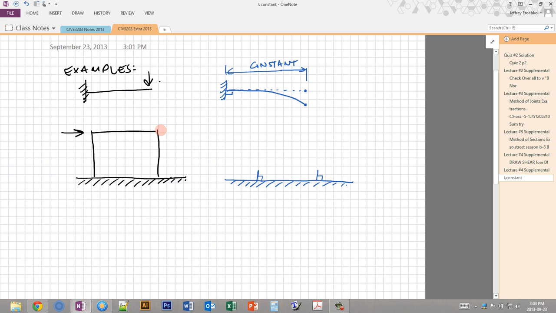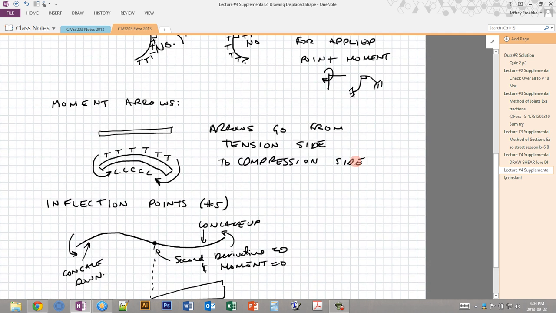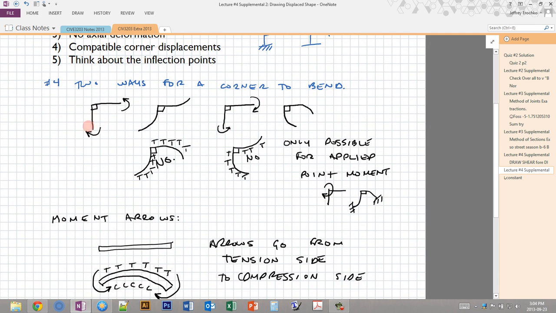Now we know that these 2 points are going to deflect to the right, so we can draw them a little bit to the right at the same height. We also know that those are going to rotate a little bit, because we push this beam over, we expect that these are going to rotate a little bit like this. Now we have to figure out whether these are going to be opening moments or closing moments, referring back to this here. So we know that these corners can either look like this, or they can look like this.